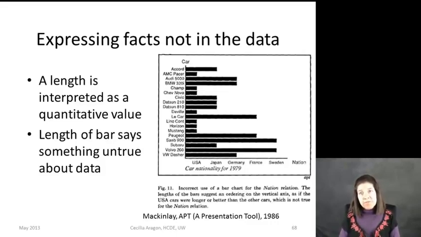On the other hand, you don't want to express facts that are not in the data. So a length is interpreted as a quantitative value. In this incorrect use of a bar chart, the length of the bar says something untrue about the data. So on the x-axis, we have the national origin of these cars, and on the y-axis, the make and model. Now, the length of the bar suggests an ordering on the axis. So it implies that somehow Germany is greater than the USA. So therefore, using bars for nominal data is an incorrect choice.